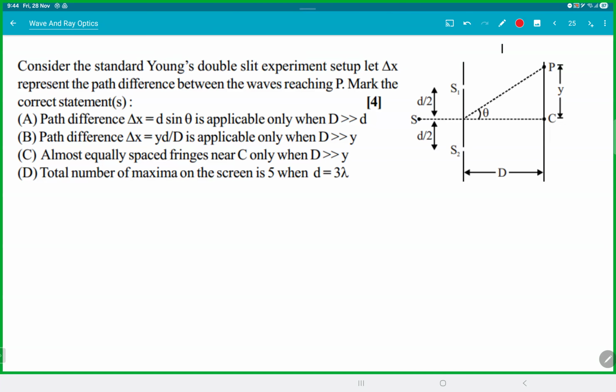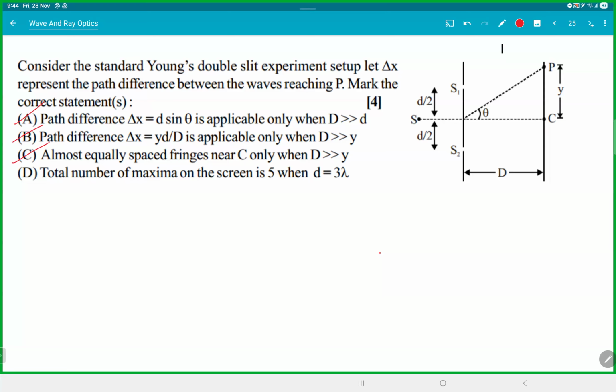So when can you use the approximation d sin theta? When the distance between the slits is very small compared to this distance. The first was right. When is the path difference valid? When this distance y is much, much greater. That is also right. When will you get the fringes equally spaced? Only when you're very close to the central fringe. That is also right.